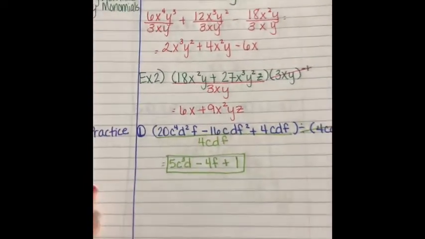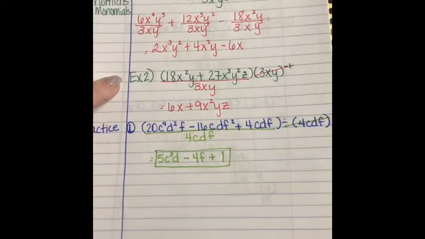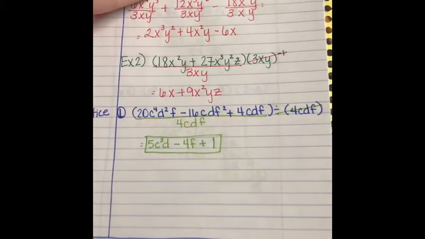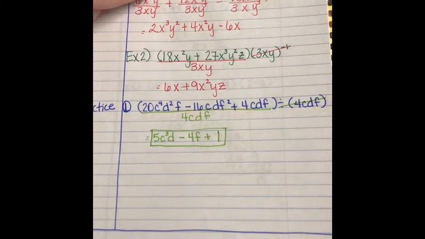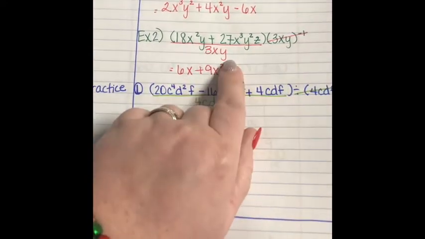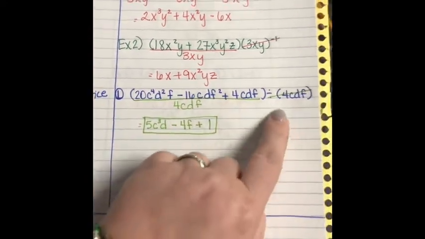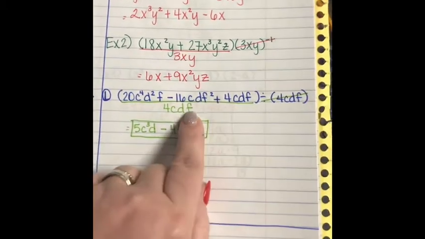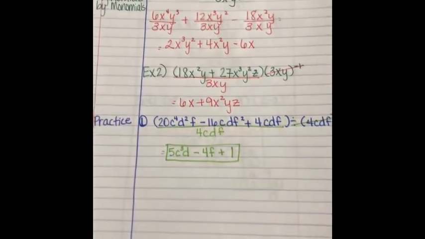And so I did that for the next two just to show you that it can be written this way. It can be written with it to the -1. It still means the same thing. Or it can be written with the division sign, again, still meaning the same thing.